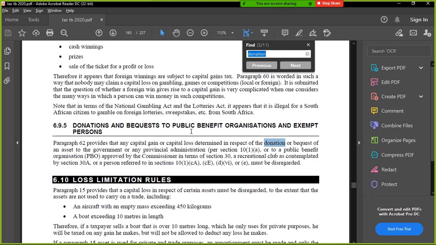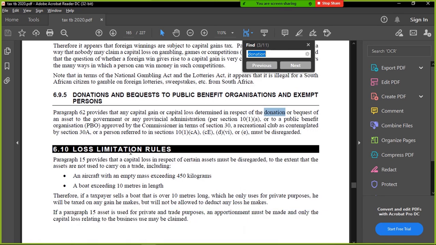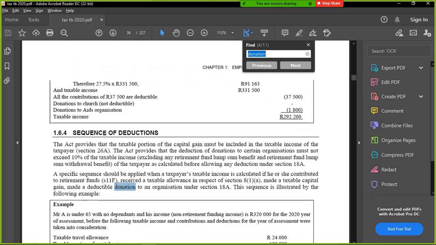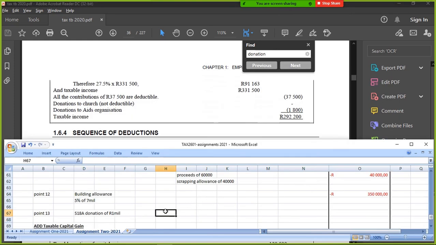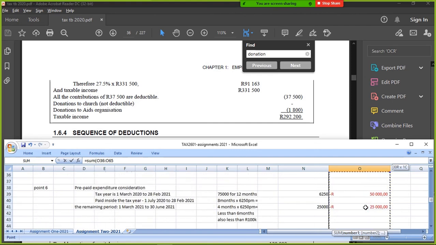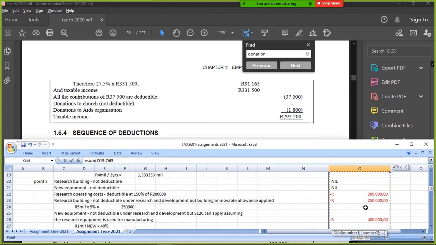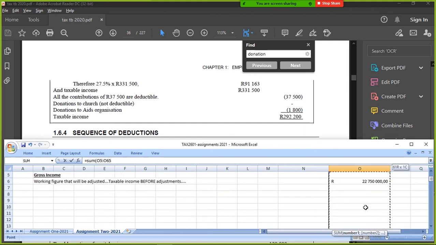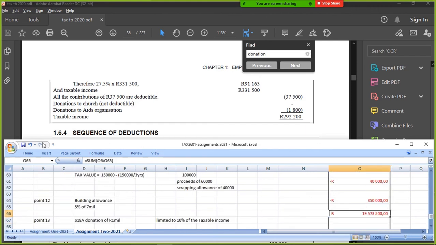Here. Donations at bequest to public benefit organizations. Right. Loss limitations. Here, section, 10%. Okay, there we go. Sequence of deductions exceeding 10%. Okay, does that make sense? Yes. All right, so we need to work out limited to 10% of the taxable income. So I actually need a subtotal here. Okay, and I'm going to add and subtract all of these figures. Where's the start? There's the start. Okay, so that gives me this figure.